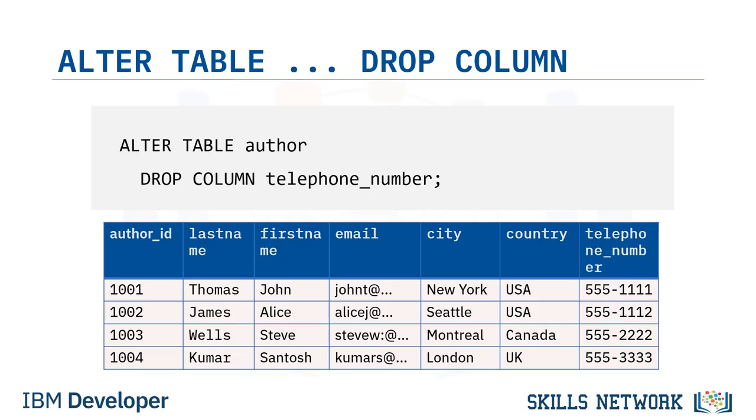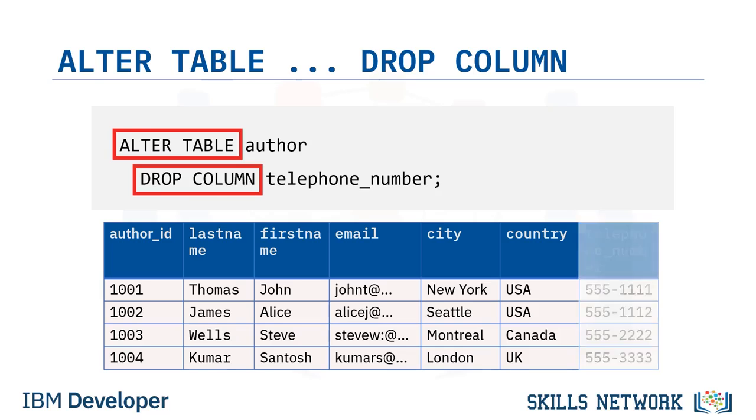If your spec changes and you no longer need this extra column, you can again use the alter table statement, this time with the drop column clause to remove the column as shown. Alter table author drop column telephone_number, semicolon.